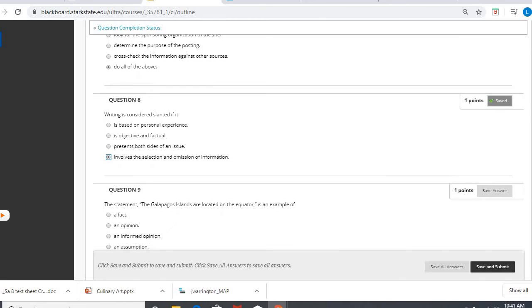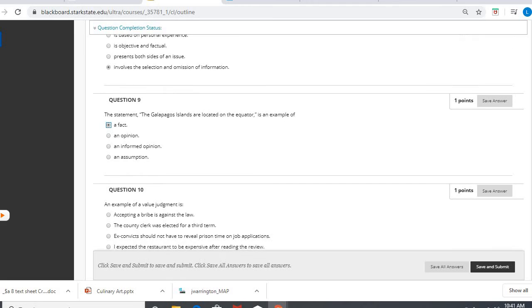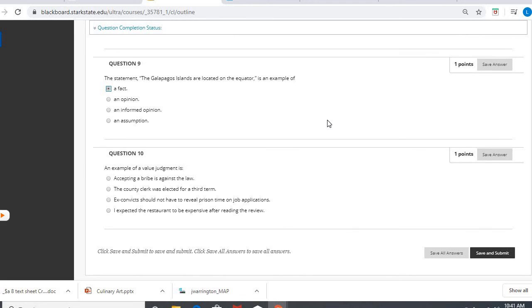Okay, question 9, the statement, the Galapagos Islands are located on the equator, is an example of, and hopefully from our choices you can tell that's just a fact. We can verify and prove that. And then question 10, an example of a value judgment. So value judgment, beliefs basically, saying something is good, bad, what we should not do.